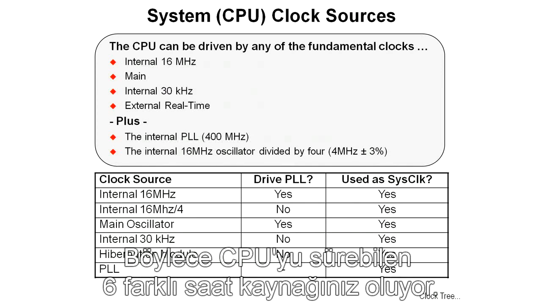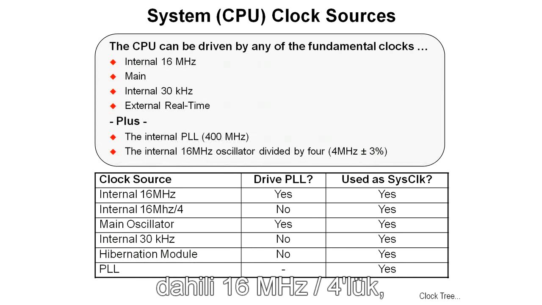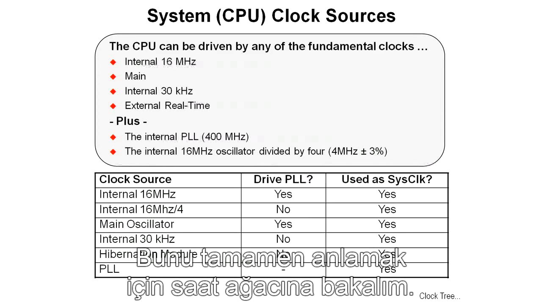So you have 1, 2, 3, 4, 5, 6 different clock sources that can drive the CPU. The internal 16 MHz that can also drive the PLL. The internal 16 MHz divided by 4. The main oscillator, 16 MHz. The internal 30 kHz, the hibernation module, and the phase lock loop. So let's take a look at the clock tree to fully understand that.